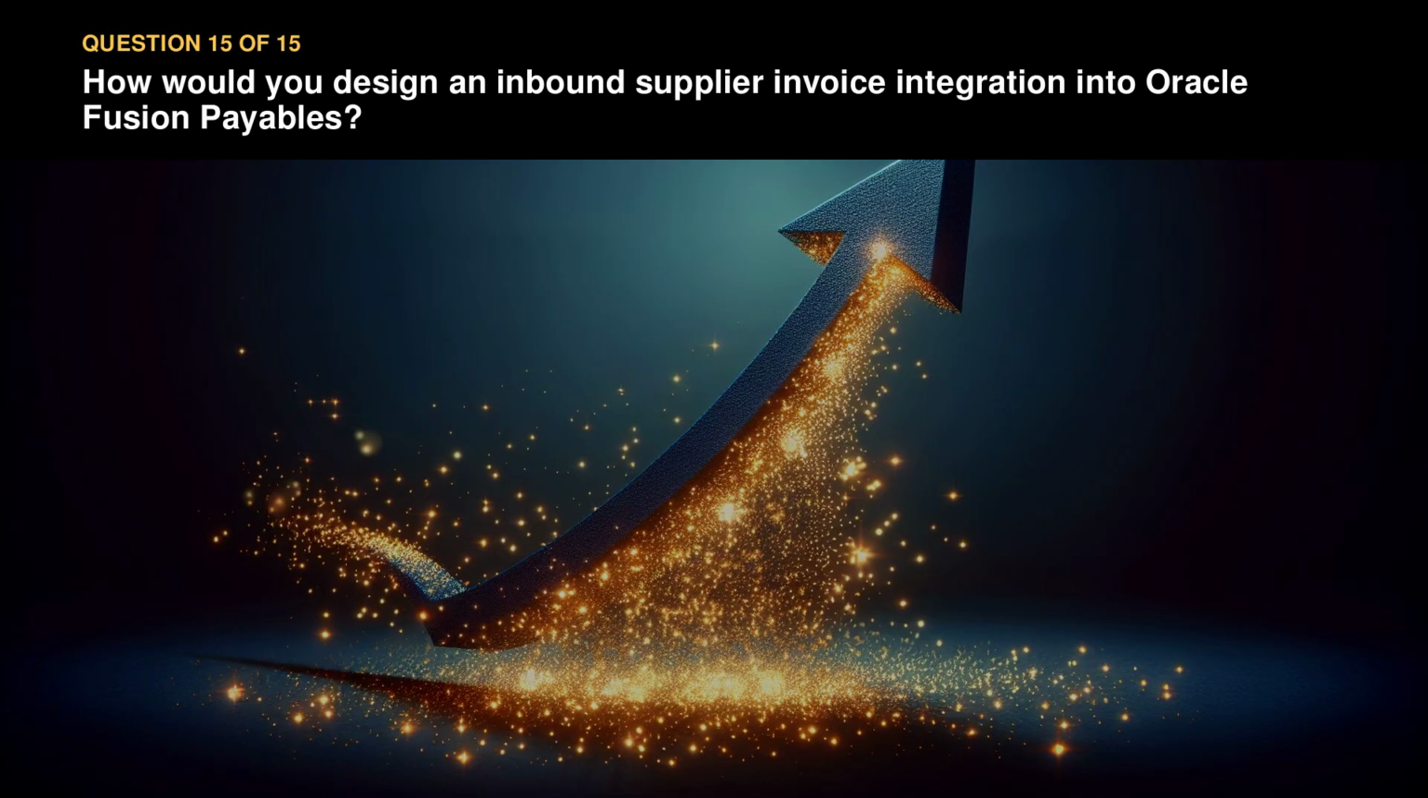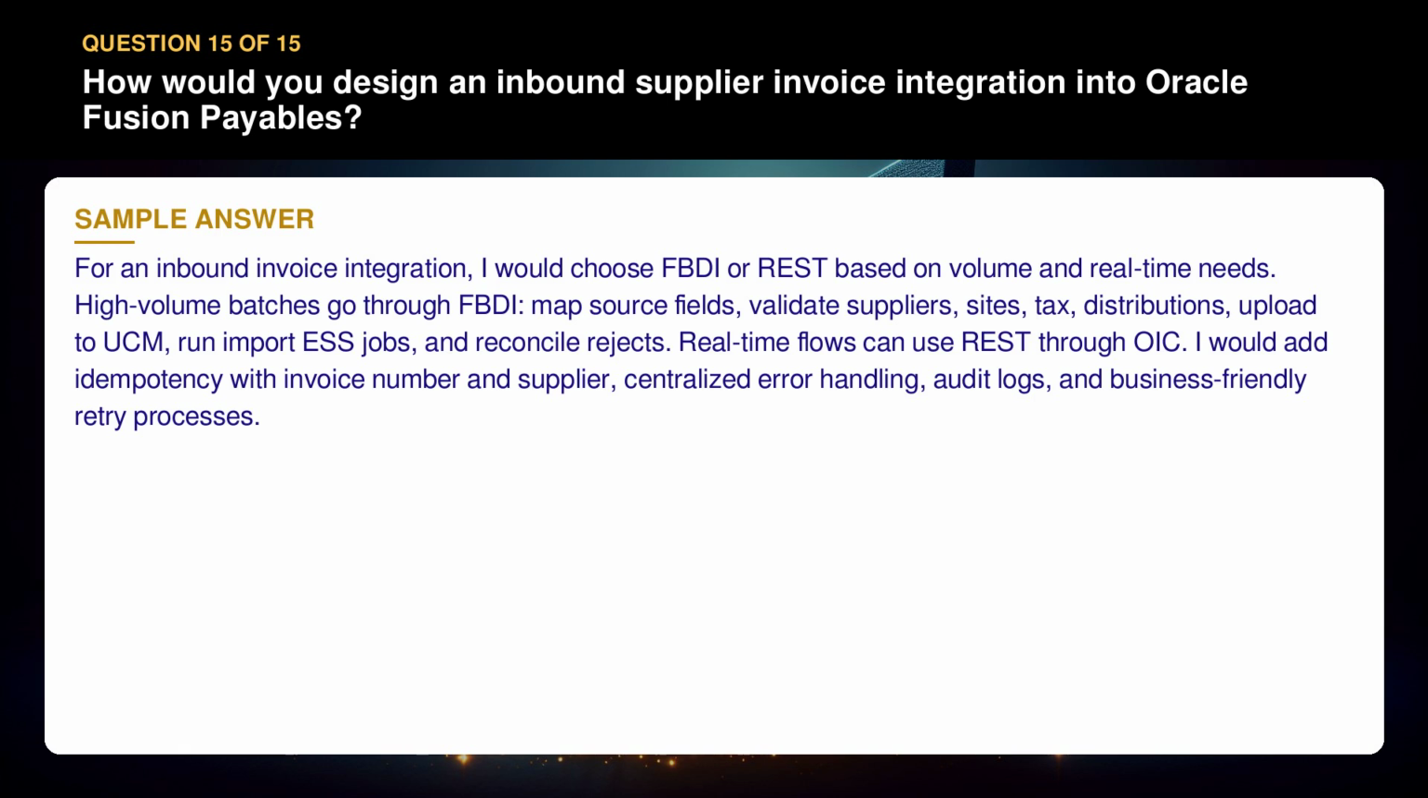Question 15. How would you design an inbound supplier invoice integration into Oracle Fusion Payables? For an inbound invoice integration, I would choose FBDI or REST based on volume and real-time needs. High-volume batches go through FBDI, map source fields, validate suppliers, sites, tax, distributions, upload to UCM, run import ESS jobs, and reconcile rejects. Real-time flows can use REST through OIC. I would add idempotency with invoice number and supplier, centralized error handling, audit logs, and business-friendly retry processes.